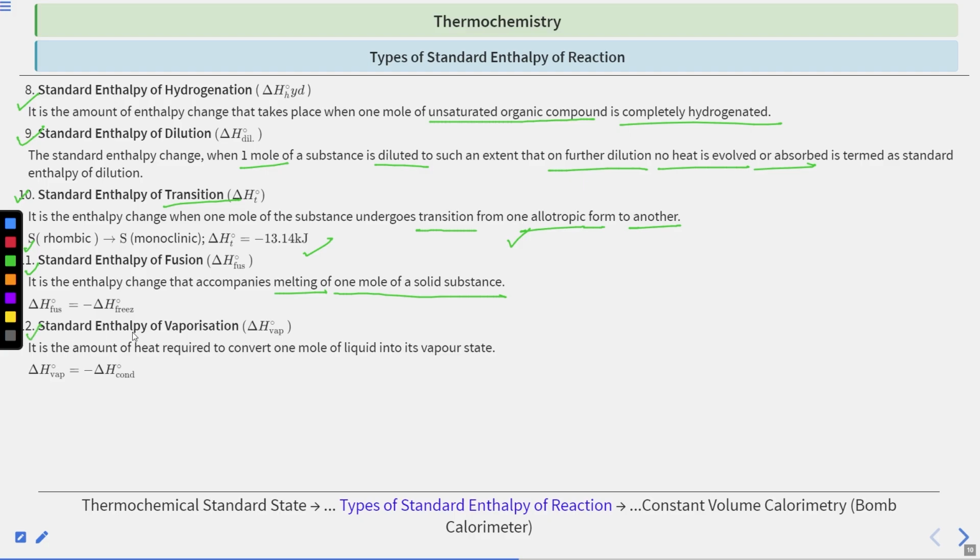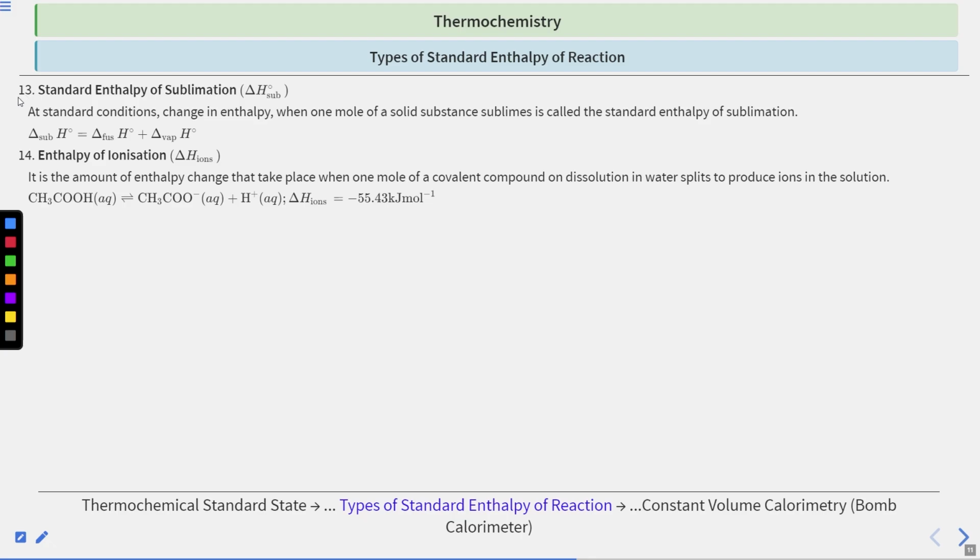12th is standard enthalpy of vaporization. So it is the amount of heat required to convert 1 mole of liquid into its vapor state. So when 1 mole of liquid converts to the vapor state, then this enthalpy will be used. So del H naught of vaporization, that is standard enthalpy of vaporization, is equal to negative of del H naught of condensation, because they are the opposite processes.